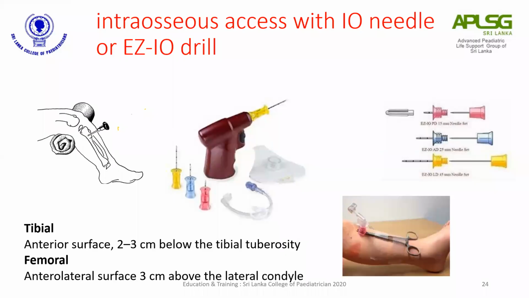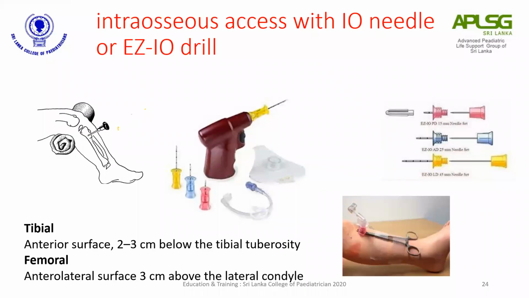Okay, so if the patient is collapsed, sometimes you may not be able to get a peripheral line. So in such a situation, you can use an intraosseous access. There are manually operated needles, or you can use an EZ-IO drill, which is a powered device that will enable the insertion of the intraosseous needle very rapidly. The manual needle can be used up to the age of 8 years, but the drill can be used even in adults.